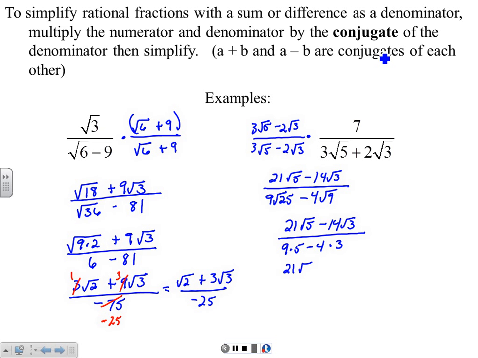So again, top's going to stay the same. 9 times 5 is 45 minus 12. And then 45 minus 12 is going to be 33. And all of these will not reduce by the same number. 21 and 33 would reduce by 3, but 14 won't reduce by 3. So this is going to be your answer. And remember, you can't reduce the 3 and the 33 because one's a radical, one's not. So just leave it be.